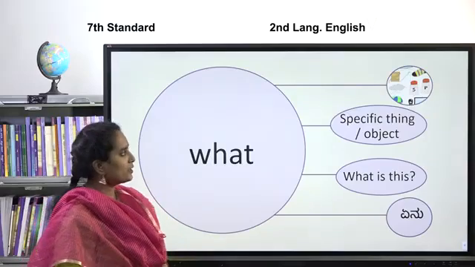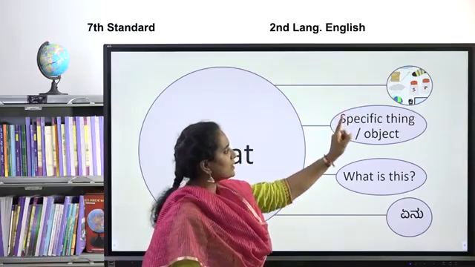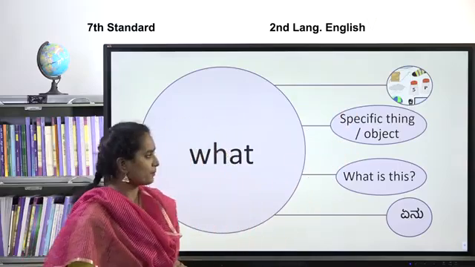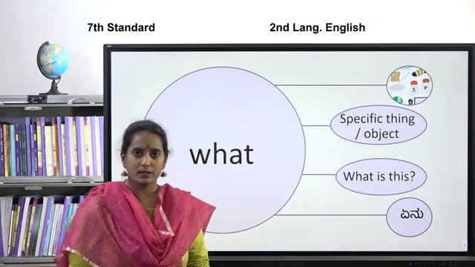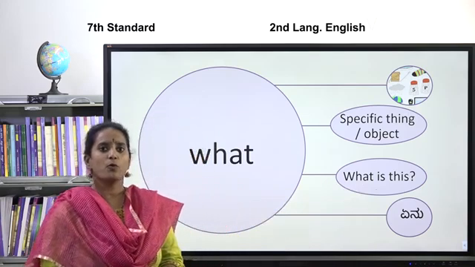The word what is used for specific things or objects. For example, what is this? What is that? What are these? What are those?